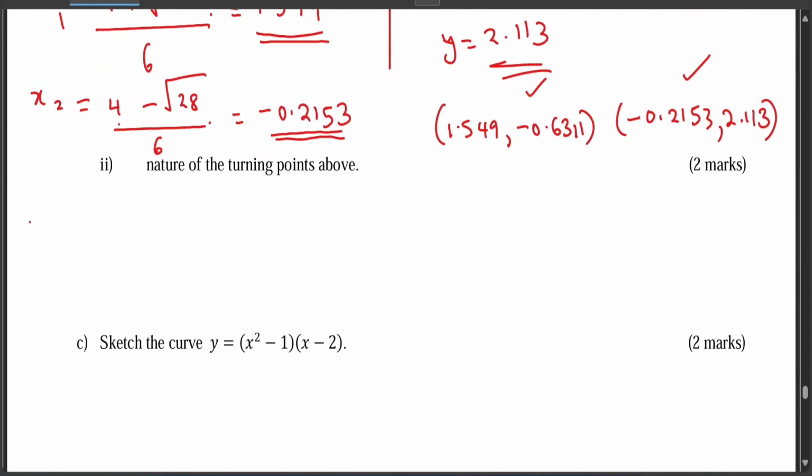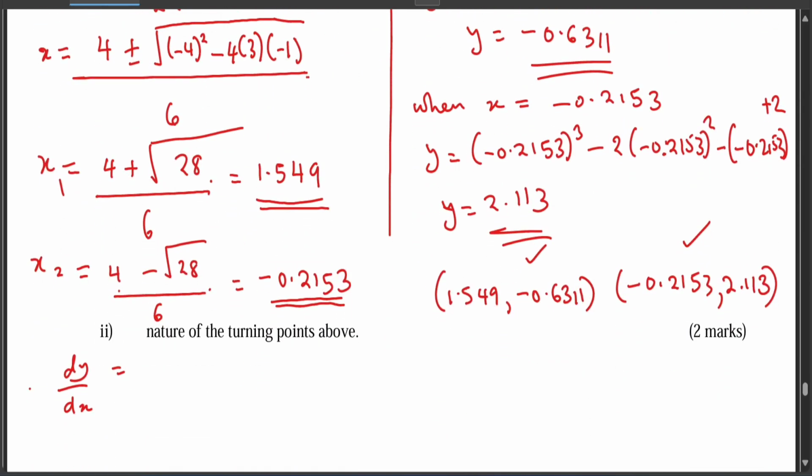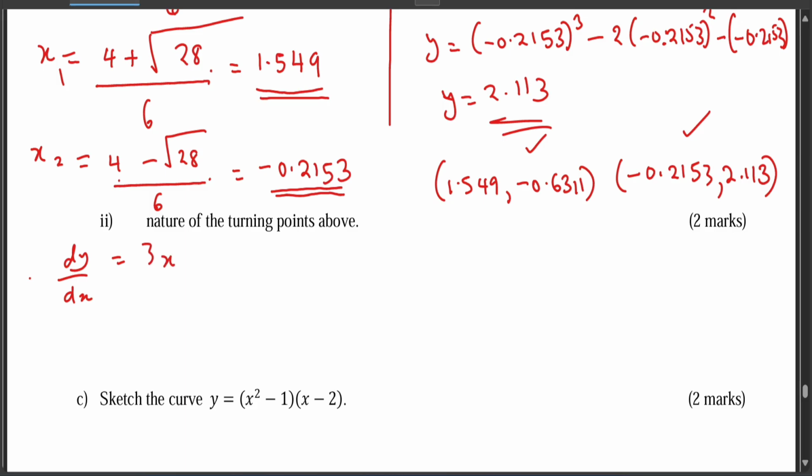Roman 2, nature of the turning points above, that's why it's only 2 marks. So now we know our dy dx, which is equal to 3x squared minus 4x minus 1. Now dy dx won't give us the nature of the turning points, but if you differentiate it further, you get the other function, which I think is d squared y over dx squared, if I'm wrong please correct me in case you're a teacher. I don't know if it's dy squared or d squared y over dx squared.